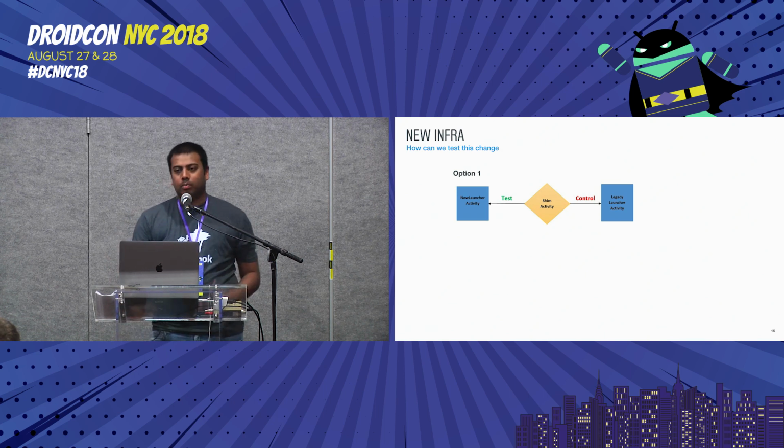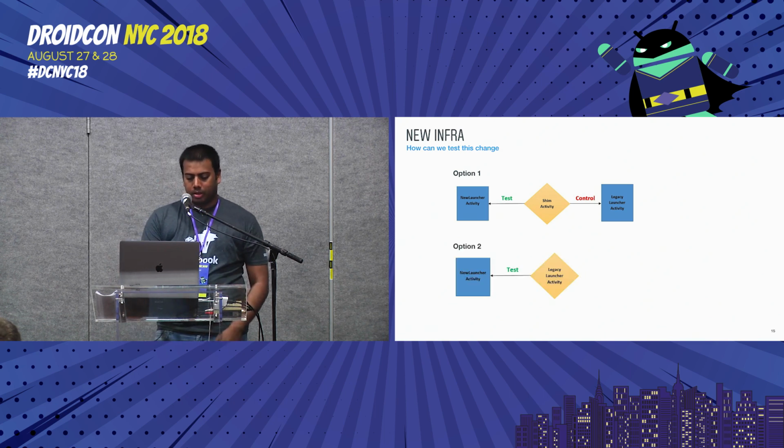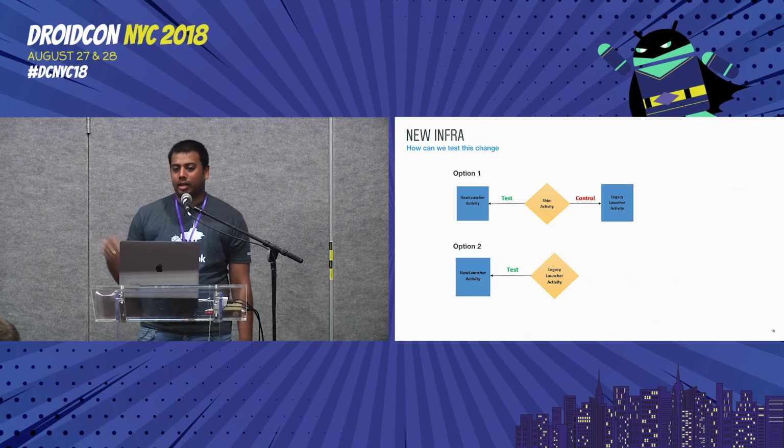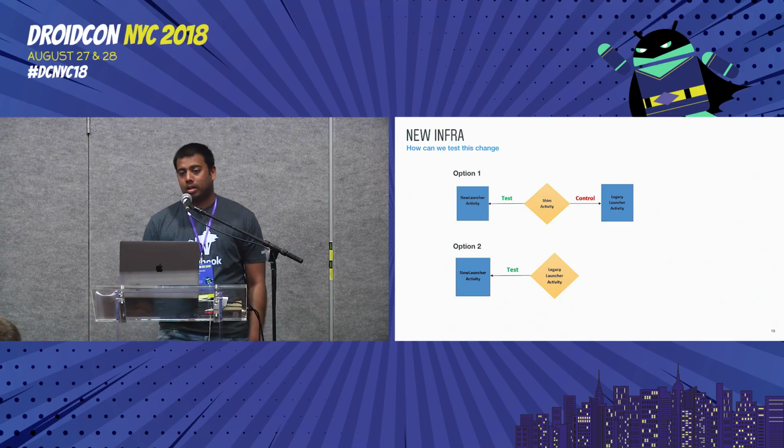So we had to think more, and we came up with another solution, which was to do this check inside the legacy launcher activity. So what this would do is, immediately after super.onCreate, I basically check if this particular user is in the test or control. If this user is in the test group, I finish the legacy launcher activity and start the new launcher activity.